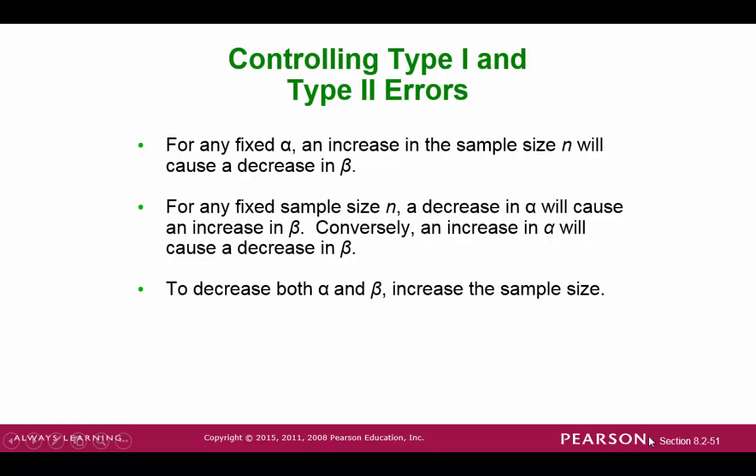And here's one final page to try to control your type 1 and type 2 errors. For fixed alpha, an increase in sample size will cause a decrease in the type 2 error probability. For any fixed sample size n, a decrease in alpha will cause an increase in type 2 error, and conversely an increase in the type 1 error will cause a decrease in the type 2 error. So if you want to decrease both type 1 and type 2 errors, you simply need to increase your sample size.